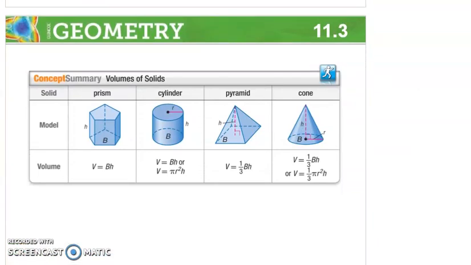Okay, so the volume of the solids, here they all are. Volume equals base times height for all of those until you get to the pyramid and the cone. Then you put a 1/3 in front. Have a great day.